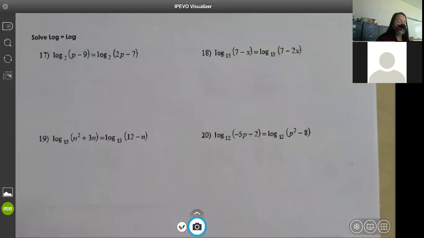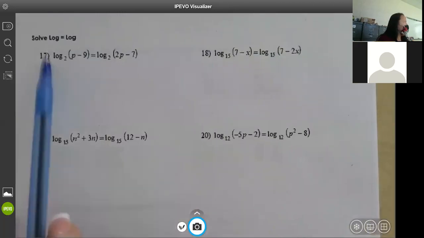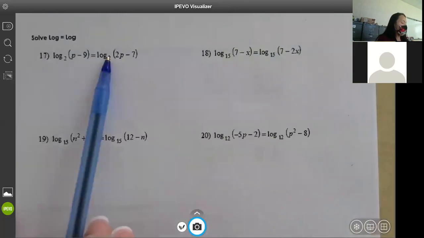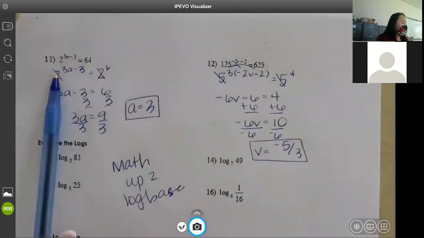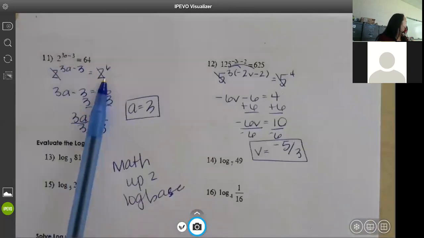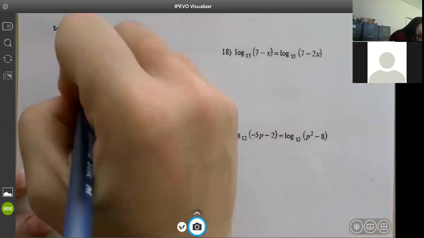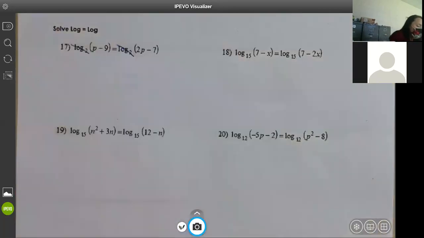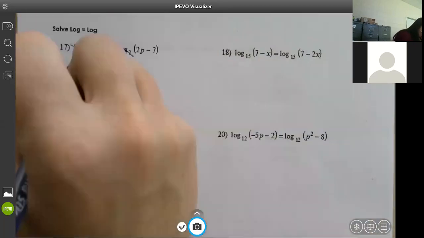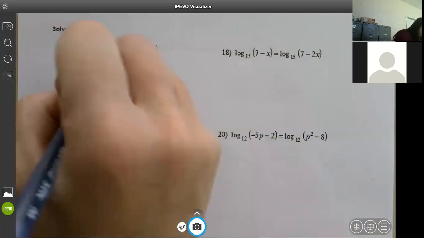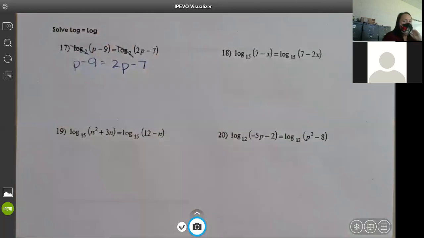Log and log. You see how it has one log on one side and one on the other. It's just like the power. We had one power of 2 on one side, one power on the other. We got to mark it out, right? Same thing on these. One log on one side, one on the other. We're marking it out. And that leaves us with p minus 9 equals 2p minus 7.